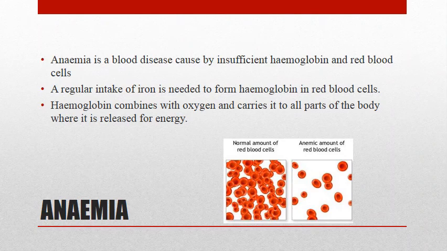So you need to have a regular intake of iron, because iron actually forms hemoglobin in red blood cells. So that's what makes your blood cells red, is that heme part. Hemoglobin actually combines them with oxygen and carries it to all parts of the body where it's released for energy.